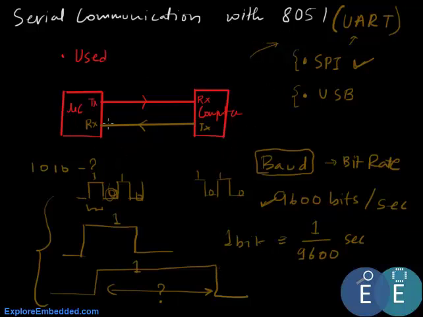Now in other controllers, if you look at AVR or PIC, the baud rate is generated by the controller itself. We need not configure any unit to generate the baud rate, whereas in 8051 timer 1 is used to generate this particular baud rate, and we'll see a whole lot of details as to how we configure and use serial communication.